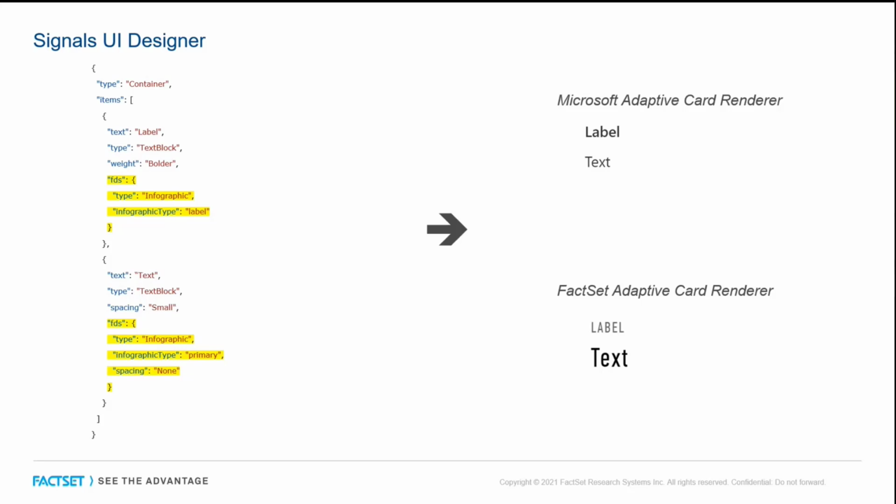And then you can see on the right-hand side how this adaptive card JSON ends up getting rendered. So on the top side, you just have the regular text blocks with the bolder weight and the small spacing. Whereas on the bottom, you're seeing our components that are rendered in Vue with those overrides that we have in that FDS section. So this has really helped us maintain a single template for each signal, while also being able to have a native looking appearance in both our application and any integrations we have, like Microsoft Teams or something like that.